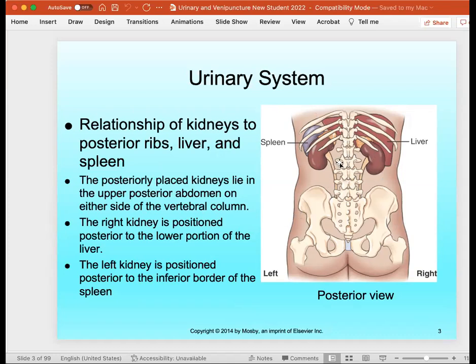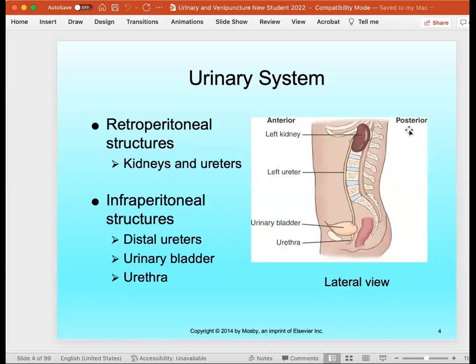The right kidney is going to be located behind the lower border of the liver. Remember, that's what causes it to be pushed down. And the left kidney is going to be positioned inferior to the lower border of the spleen. Here we have a lateral view. We see the kidney and ureters going into the posterolateral aspect of the bladder.